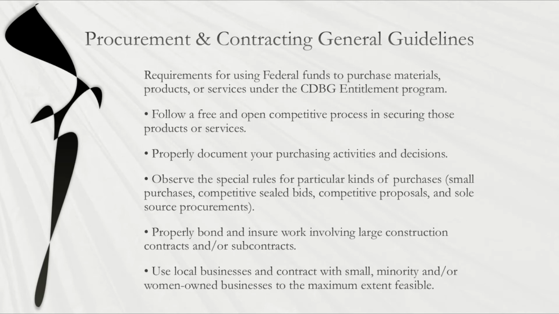Next, we'll move on to our procurement guidelines. Now, we have 2 sections on this. Requirements for using federal funds to purchase materials, products, or services under the CDBG entitlement program. Must follow a free and open competitive process in securing those products or services. Must be properly documented for your purchasing activities and decisions.